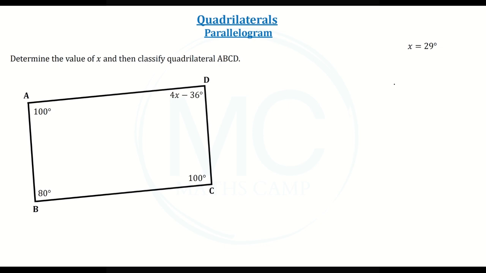Finally, let's find the size of angle D. So we can say angle D is equal to 4x minus 36 degrees. Let's substitute 29 into our x value, and we get 4 multiplied by 29 degrees minus 36 degrees. Now we need to expand the bracket. 4 multiplied by 9 gives us 36.